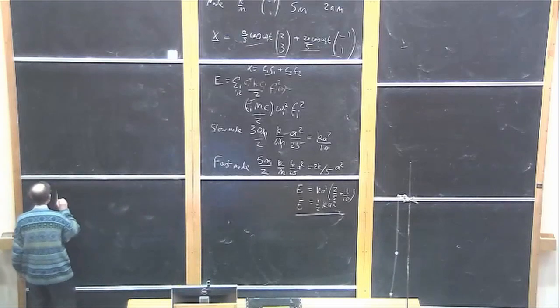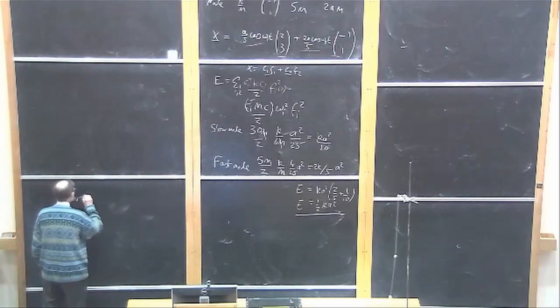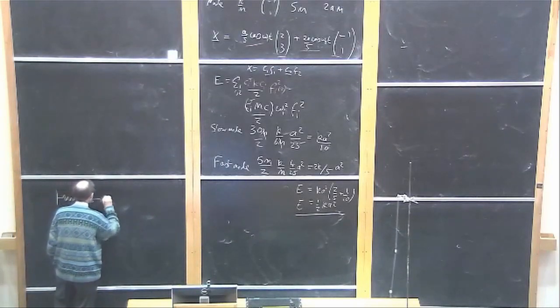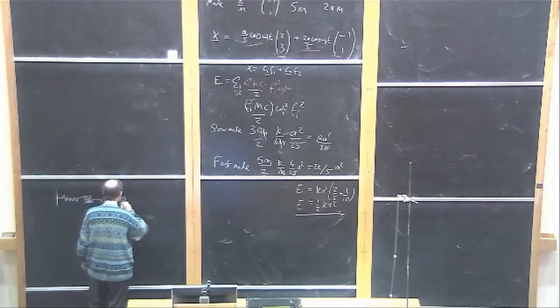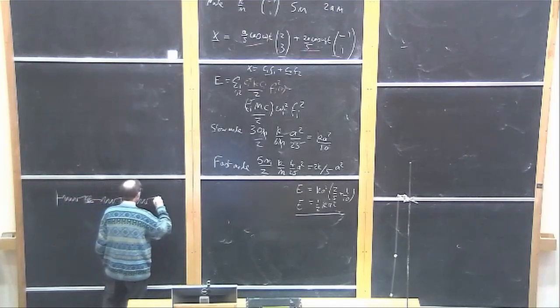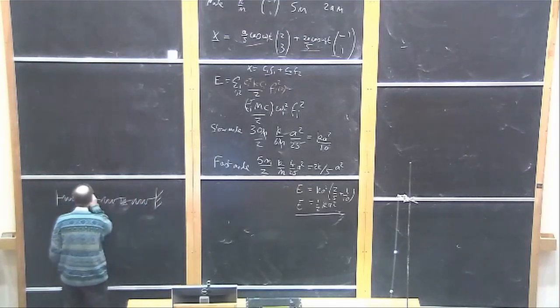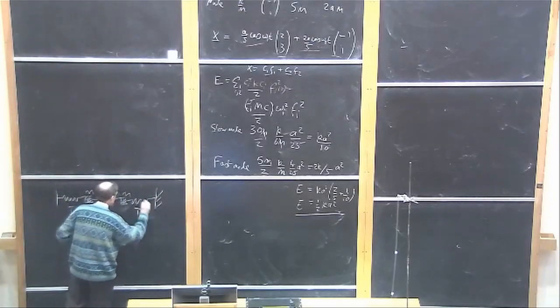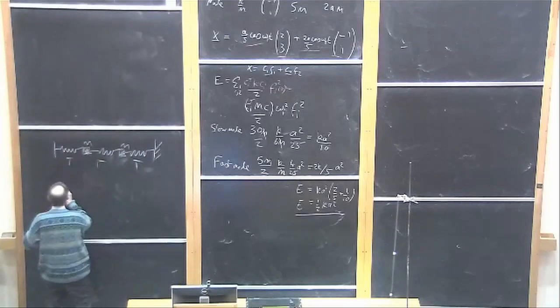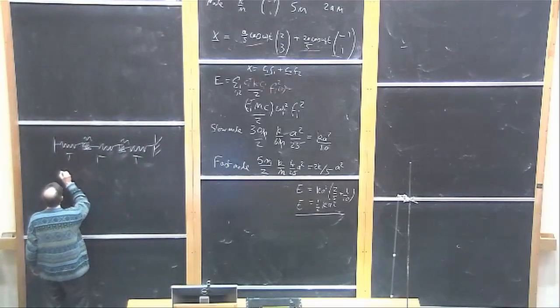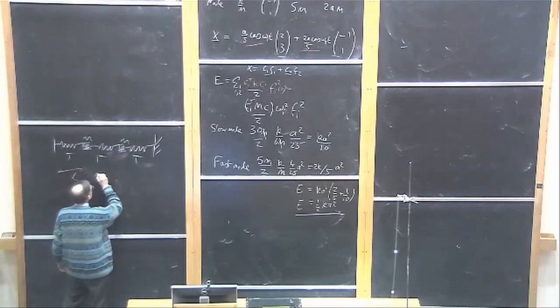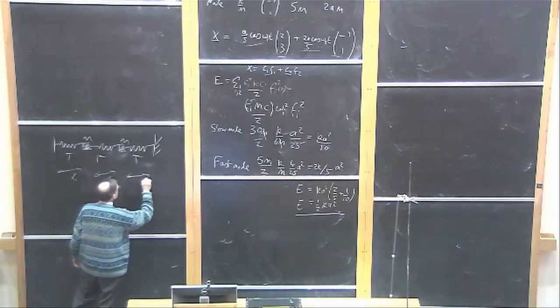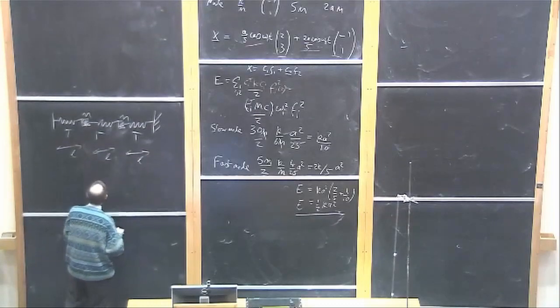So the problem that I'm discussing is a spring, a mass, a spring, a mass, and an end wall. And both the masses are going to be the same, and all the initial tensions are going to be the same. And so this distance here is L, and that distance there is L, and that distance there is L.